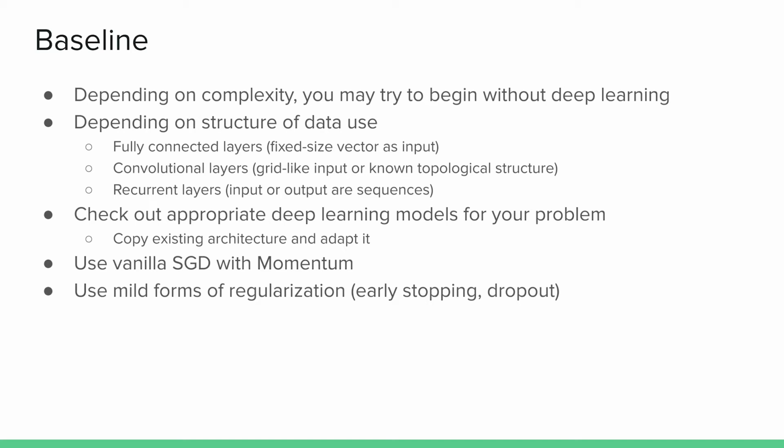And that adapting will be the goal of, if you're bringing your own method, that will be your main focus in your project. I would recommend that you start with vanilla stochastic gradient descent. As we know, it's mini-batch gradient descent, but people often just say stochastic gradient descent with momentum. We also have seen why. And use mild forms of regularization, even in your first baseline. Something like early stopping you should definitely put into your training loop as soon as possible.